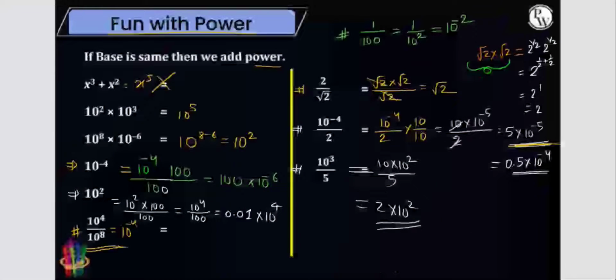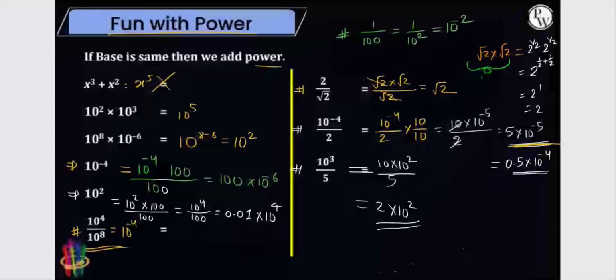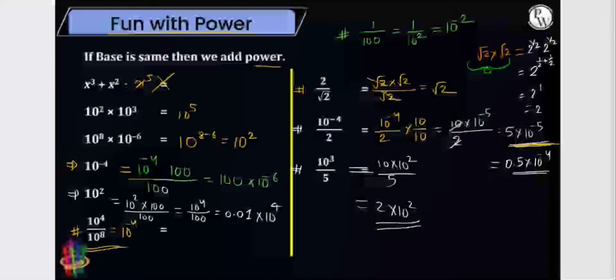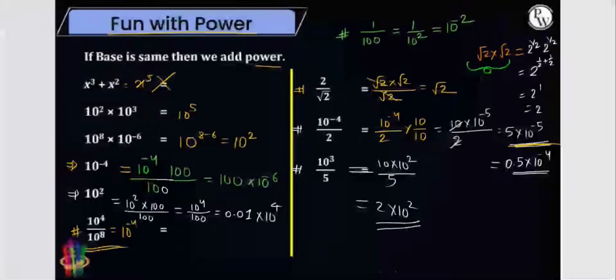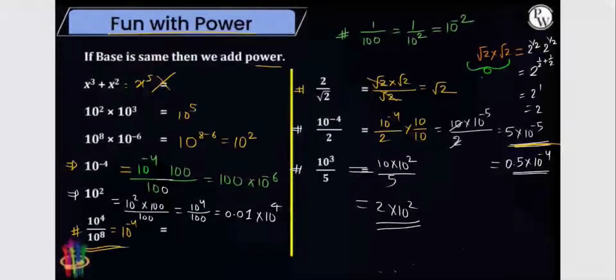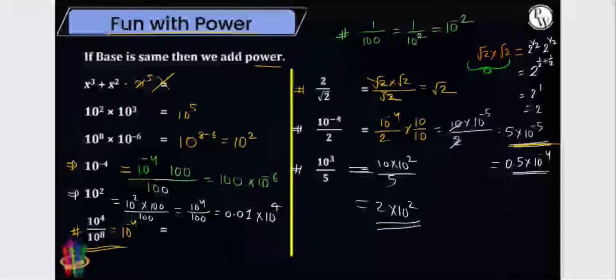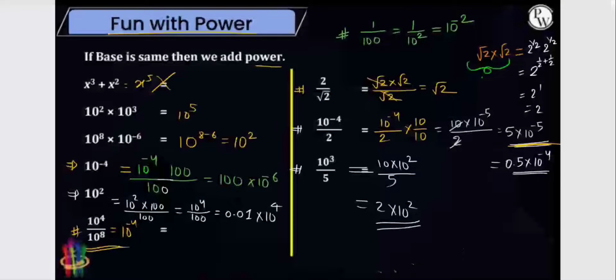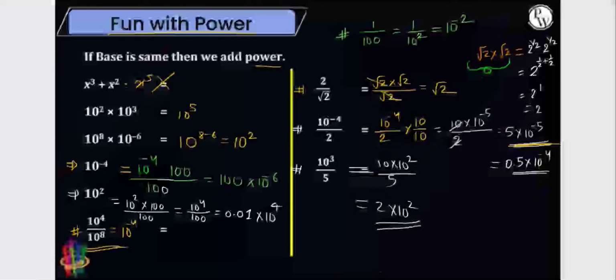All right, now let's have some fun with powers. If the base is the same, then we need to add the powers, but this operation is only possible in case of multiplication, not in case of addition. You cannot just add x to the power 3 plus x to the power 2 and say it's equal to x to the power 5. That's not true. To add 10 to the power 2 plus 10 to the power 3, you will get 1100, not 10 to the power 5. That is the same in case of multiplication.